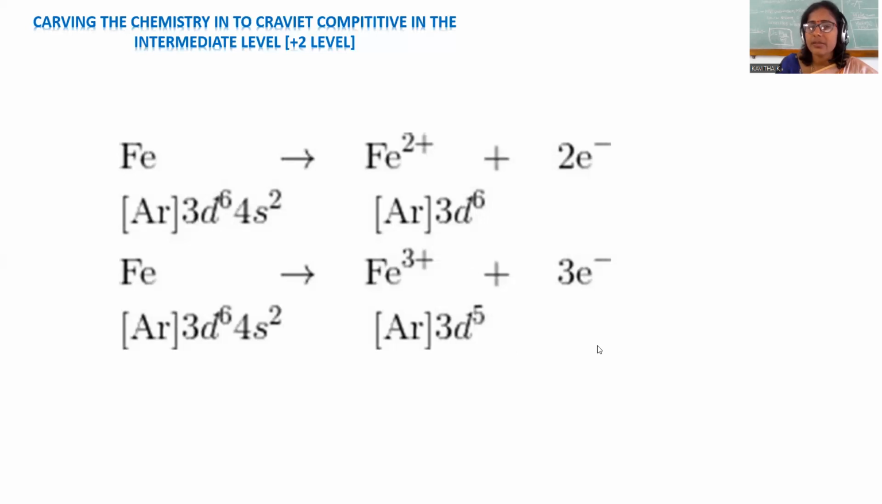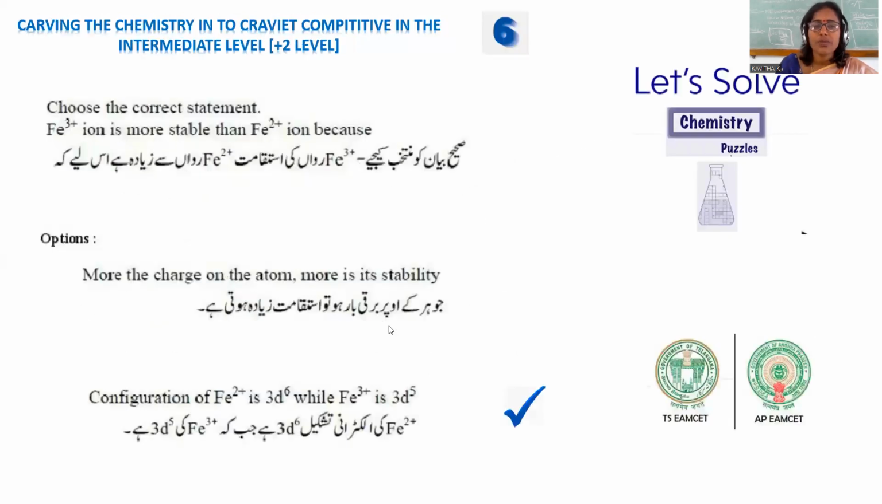The d orbital's maximum capacity is 10 electrons. Among 10, 5 electrons are present, so we can say this is half filled. Any element's half-filled configuration is highly stable. That's the reason why iron preferably exists in the plus 3 oxidation state rather than plus 2. So this will be the right explanation. Based on the half-filled stability, we can explain Fe plus 3 stability over Fe plus 2, right?